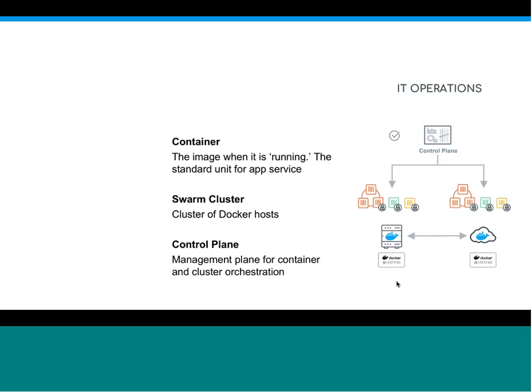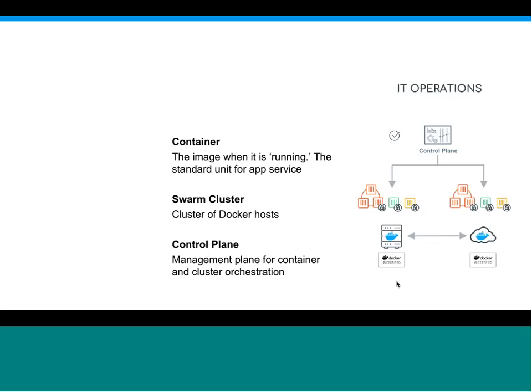But in general, the operations team is going to want to have some sort of control plane to manage all of this. So they're going to want to be able to see where containers are running, as well as be able to make decisions on addressing any problems that arise.